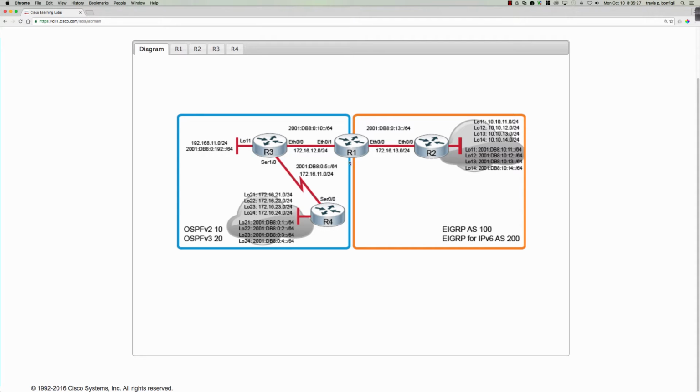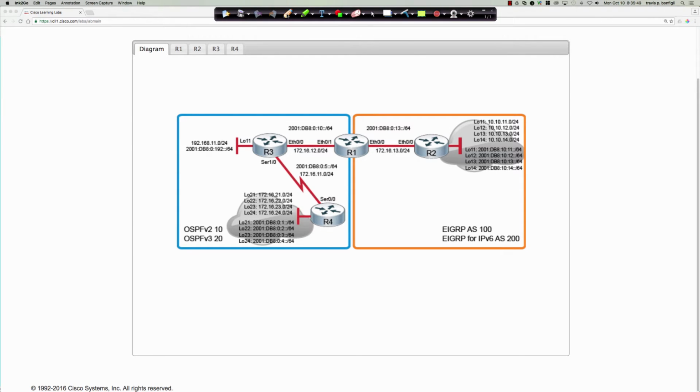So this is the topology that we're going to be working with. You can see that we've got quite a few prefixes representing networks as loopback addresses. So let's dive in to step one. What we're going to be doing on step one is simply redistributing from OSPF into EIGRP to start things off.